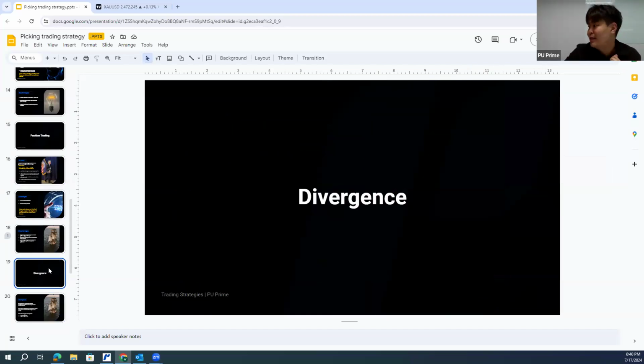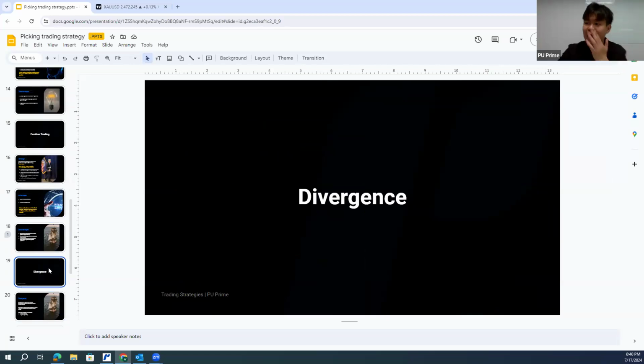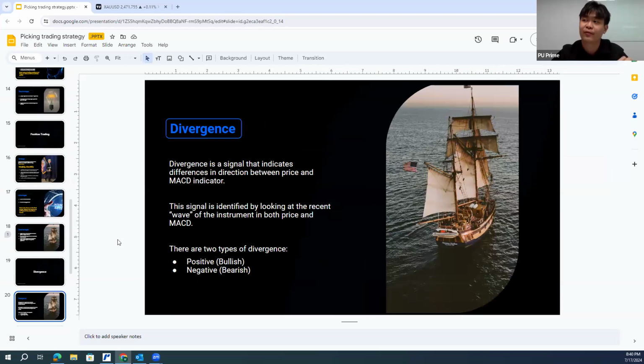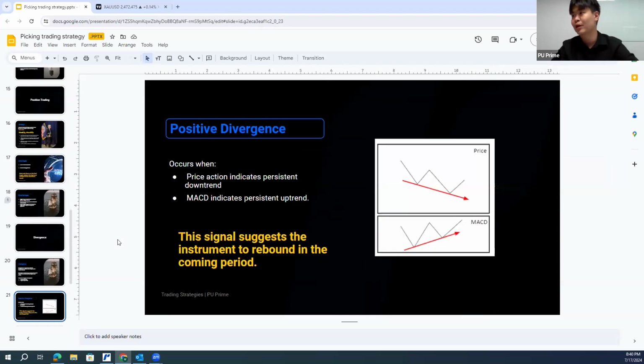Okay, so the next and final trading strategy is divergence. Divergence is mostly on the technical front, but I think it's quite useful for some traders. Divergence is a signal that indicates a difference in direction between price and MACD. We have two divergences, bullish divergence and bearish divergence. Explained in a simple way, positive or bullish divergence happens when the candlestick is in a downward trend, but the MACD is going up. When this happens, it suggests that a trend reversal is incoming.